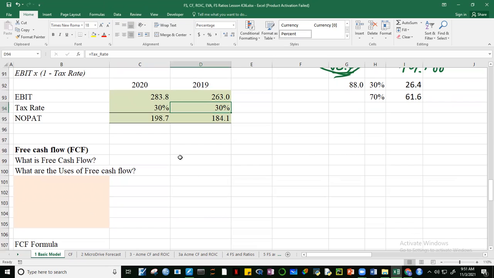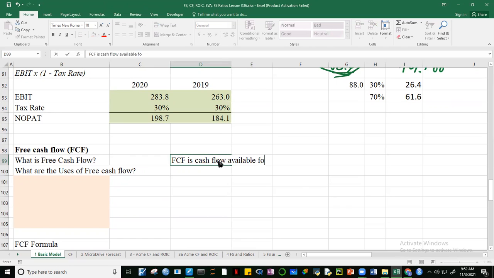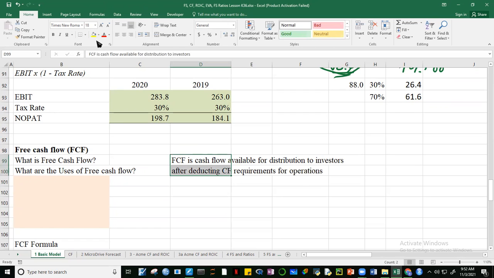Okay, let's define free cash flow. I'm going to write here free cash flow. What's free cash flow? Free cash flow is cash flow available for distribution to investors after deducting cash flow requirements for operations. Okay, so this is the definition, guys, of free cash flow.